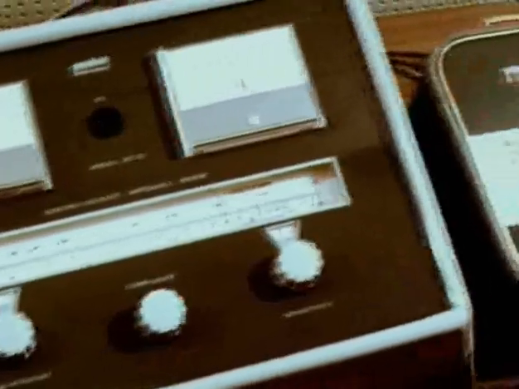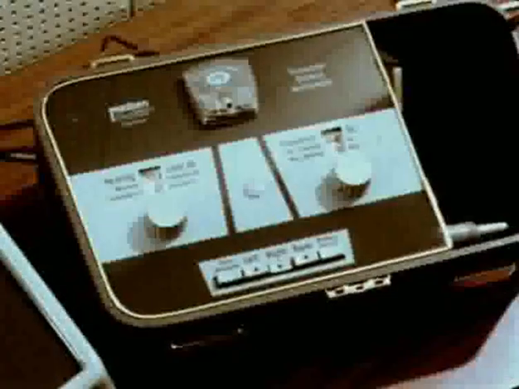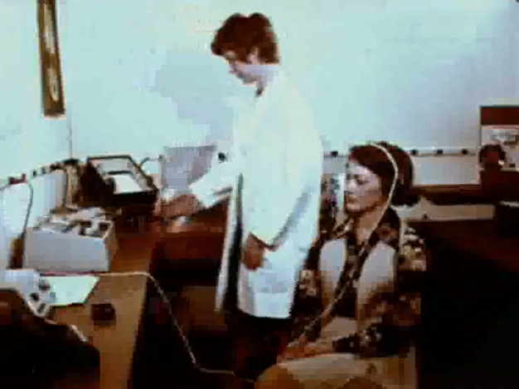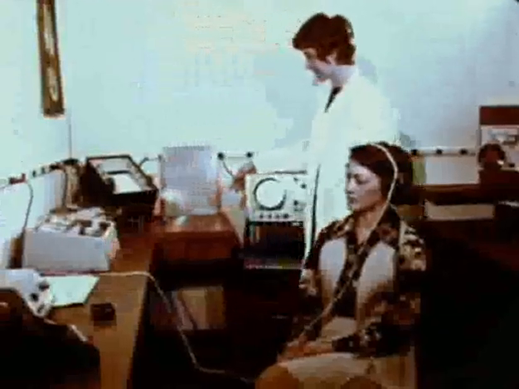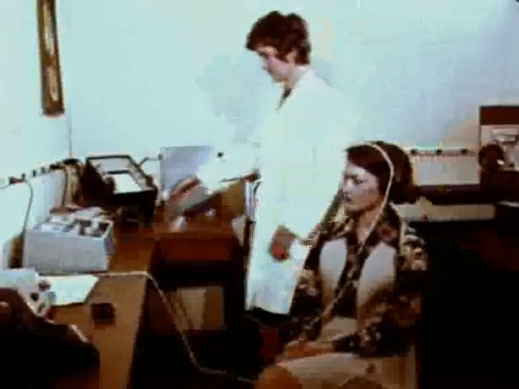It is usual to attach the bridge to a small audiometer, and for the purposes of this demonstration, we are also showing it connected to a chart recorder and an oscilloscope, although neither are necessary in routine clinical practice.